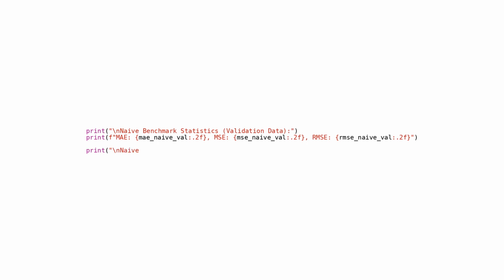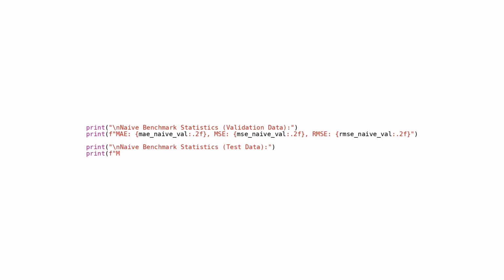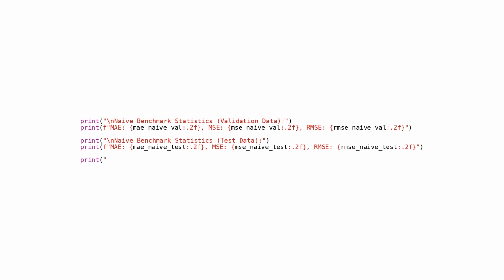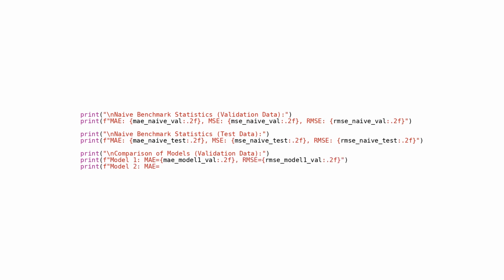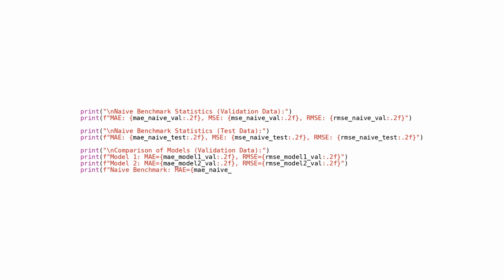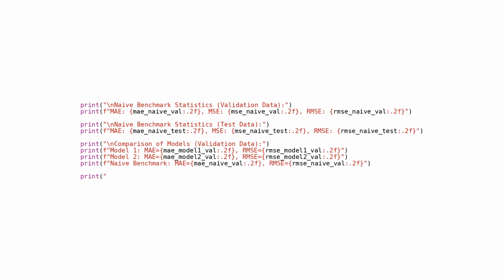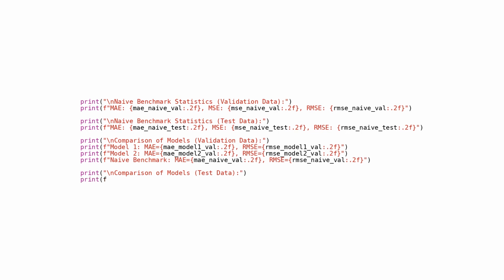This analysis compares the performance metrics such as mean absolute error, MAE, mean squared error, MSE, and root mean squared error, RMSE, of various models using validation and test data. It begins by showcasing the metrics for a naive benchmark model on both validation and test datasets. Subsequently, it evaluates the performance of 2 other models, Model 1 and Model 2, in comparison to the benchmark on the validation and test sets, providing the MAE and RMSE values for each model.